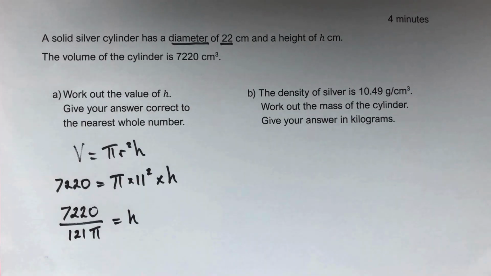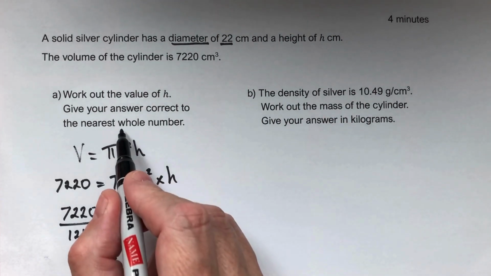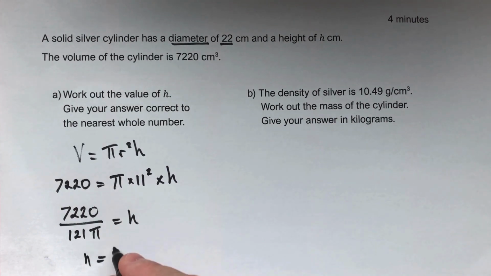So we need to type this into our calculator. If you have the option to get a fraction input onto your calculator, do so, or just be very careful about the way you type this in. It's safest to type 7220 divided by open brackets 121 pi close brackets, or even easier, as I said, use the fraction input option. If you do this, you get that h equals, now my calculator says 18.993, etc. But the question says, give your answer correct to the nearest whole number. So that's going to be 19, and it's going to be in centimetres.